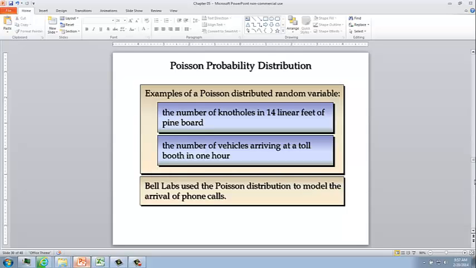So the number of knot holes in 14 feet of a wooden board, or the number of vehicles arriving at a toll booth in 1 hour. So for instance, the number of vehicles could be 0, or it could be all the way up to 50,313. Bell Labs was the first to intensely study the Poisson distribution to model the arrival of phone calls, because in the old days, telephone operators received a number of calls per hour, and they would use that study to determine how many telephone operators to field.